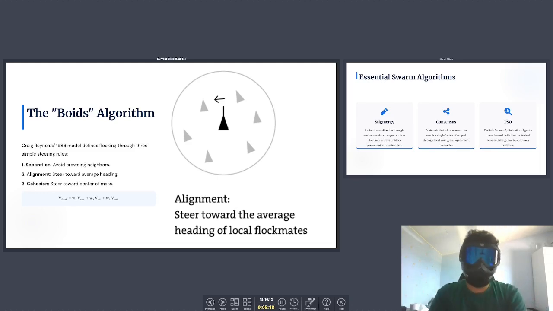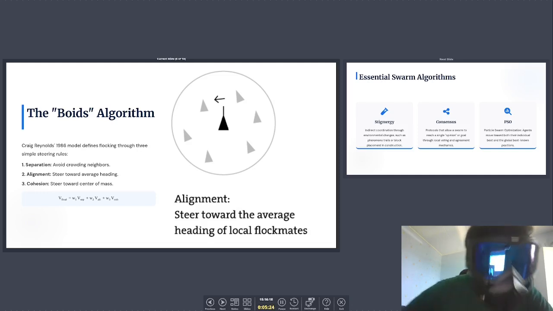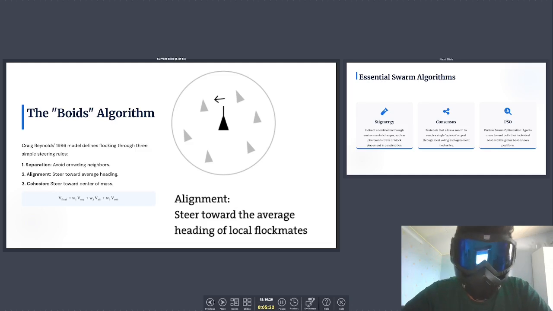So, what is the simplest algorithm for swarm simulation? It's Boids algorithm, founded by Craig Reynolds in 1986, which defined flocking through three simple steering rules. Separation: avoid crowding neighbors. Alignment: steer towards the average heading. Cohesion: steer towards the center of mass.